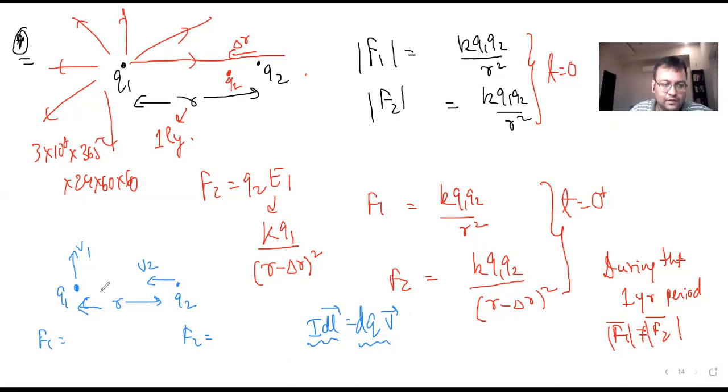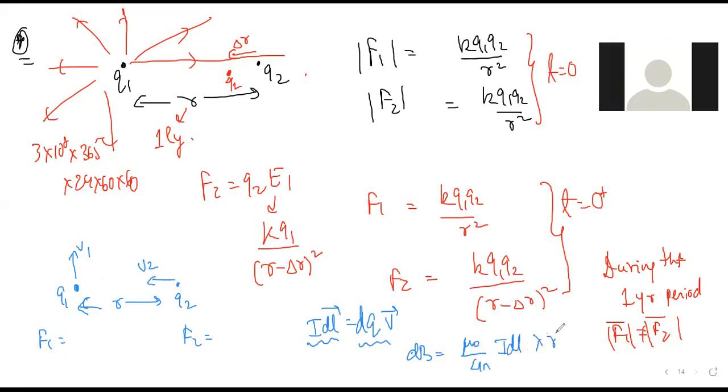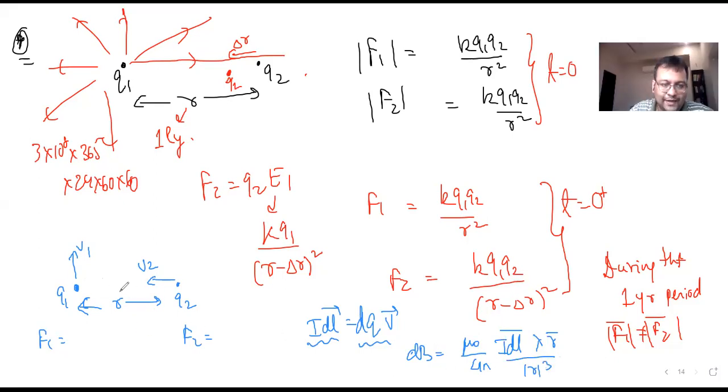So since this current element vector and the charge are along the same line, the magnetic field on an axial point will be 0. Why? Because the formula for magnetic field in Biot-Savart's law says mu0 by 4 pi, I dl cross R by mod R cube. Since I dl and the R vector are in the same direction, the magnetic field here will be 0. And so the force will be 0.